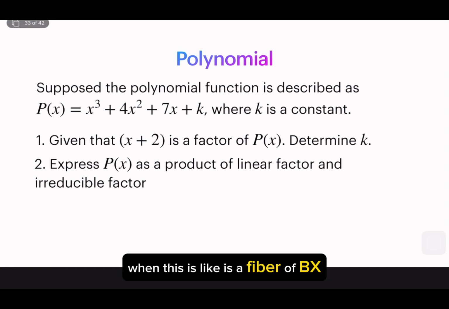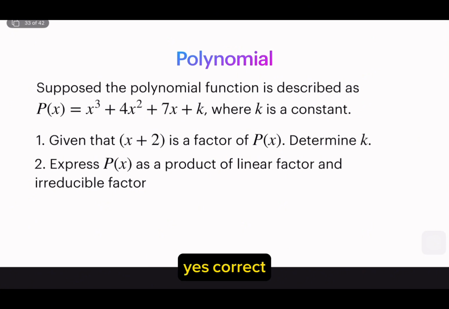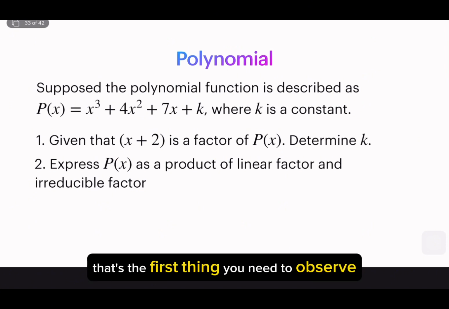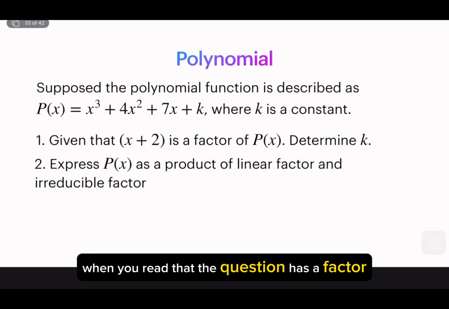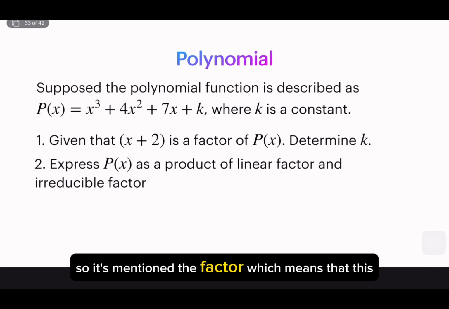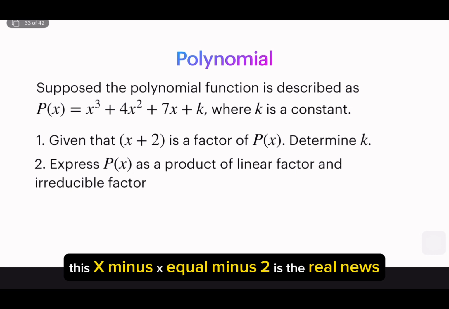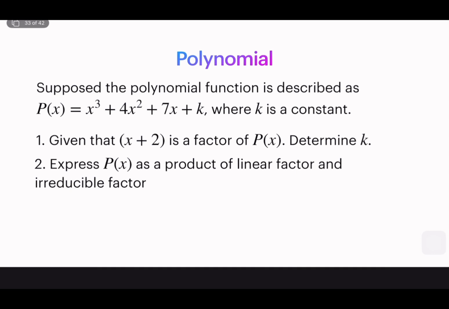When they say it's a factor of p of x, we can say that negative 2 is a zero. Yes, correct. That's the first thing you need to observe. When you read that the question mentions a factor, it means that x equals negative 2 is the real 0. So if we put it into the equation, it will equal 0.